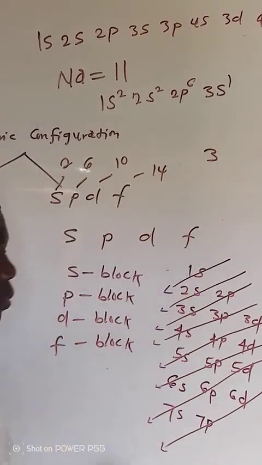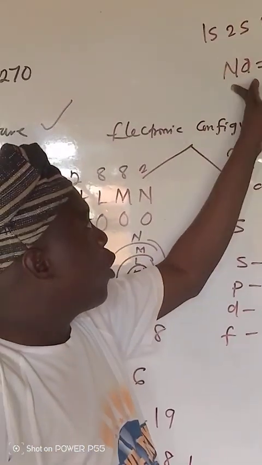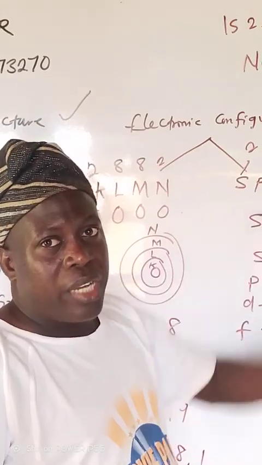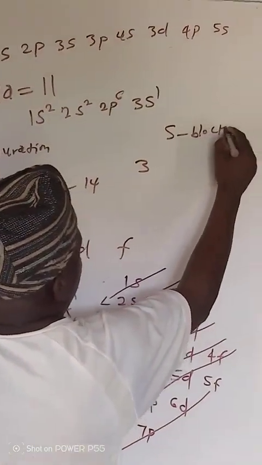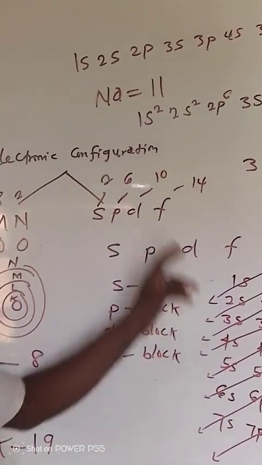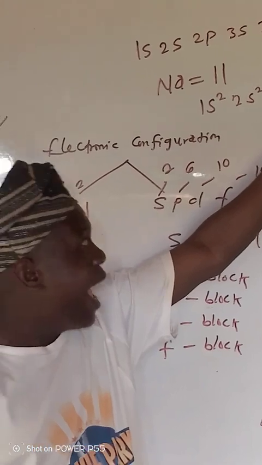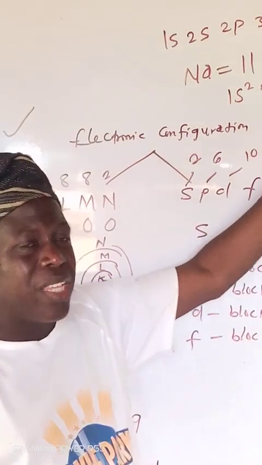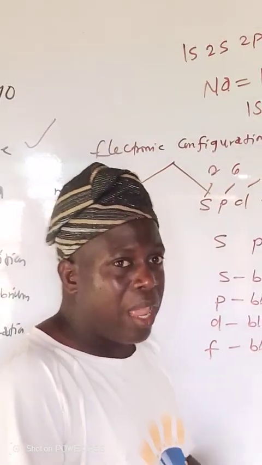3s. The question can ask you what block this element belongs to. Then it belongs to S block. How do we know that it belongs to S block? We know that through the electron configuration, where the last is S. Is that clear?